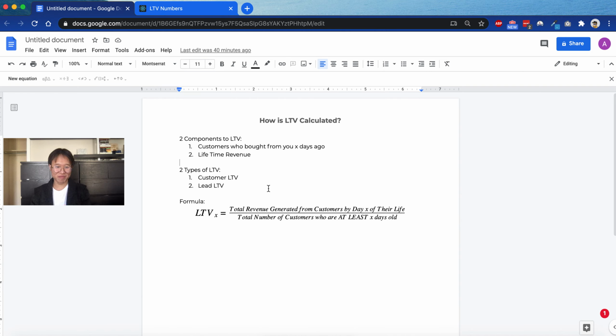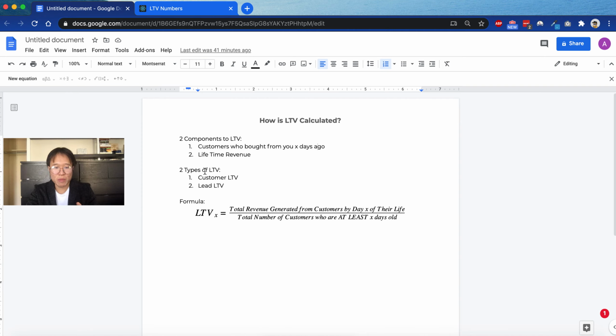So let's get started. There are two components that we look at whenever we calculate LTV. Let's assume we're talking about customer LTV first. The two components are customers who bought from you X days ago and this new metric that we've created called lifetime revenue. Lifetime revenue is the long-term revenue that these customers bring in. That is how much they've spent on your company from the point they started becoming your customer. Just keep in mind that lifetime revenue is a new metric and it'll be discussed in more detail in another video.